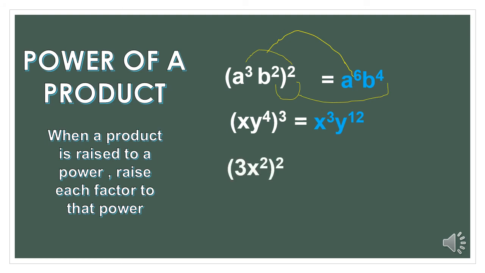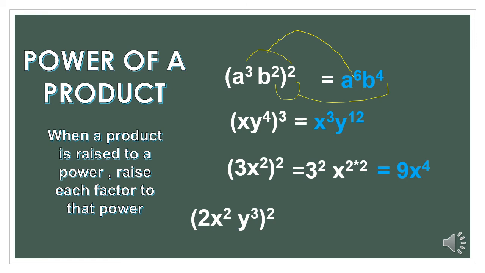Next, we have quantity 3x squared raised to the 2nd power. So each factor will be raised to the 2nd power. So we have 3 squared, x to the 2nd power times 2, and that will give us 9x to the 4th power.